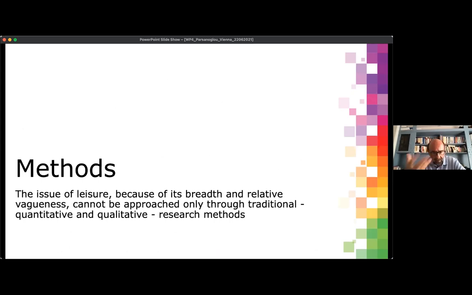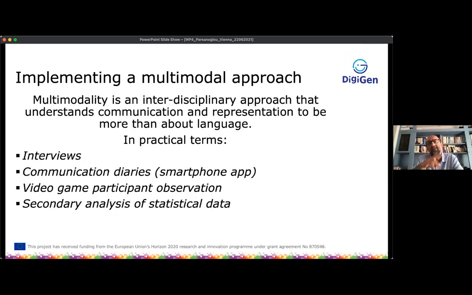As for the methods, we had to be creative from the beginning, because the topic of leisure, being so broad and maybe a little bit vague, could not really be approached through traditional quantitative and qualitative research methods. So we try to combine several methodological tools in a kind of multimodal approach. We are doing interviews. We are in the middle of our fieldwork now. We combine data collected through qualitative semi-structured interviews with children from 10 to 15 years old with communication diaries developed through a smartphone application that has been developed by the University of Oslo.